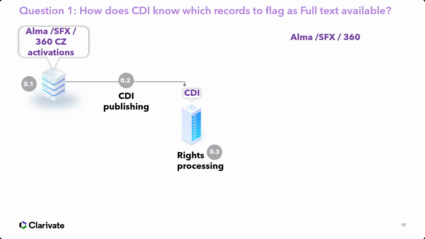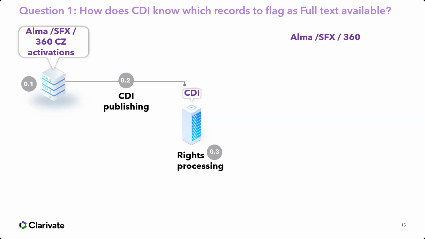It will also make clear how CDI really knows what records to flag as full text available. So the steps that you see here in gray are things that are needed before CDI can work properly, before your search box works well. So first of all, the first thing you need to do is you need to do activations in ALMA, SFX, and 360. That's the same thing. You need to tell ALMA what collections you subscribe to in your institution, or what open access collections you want to use.